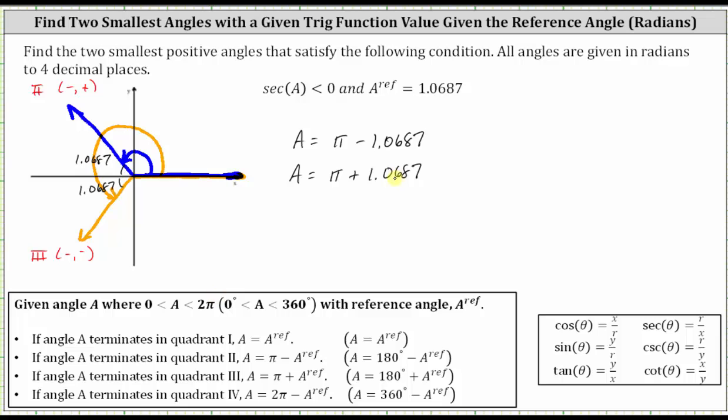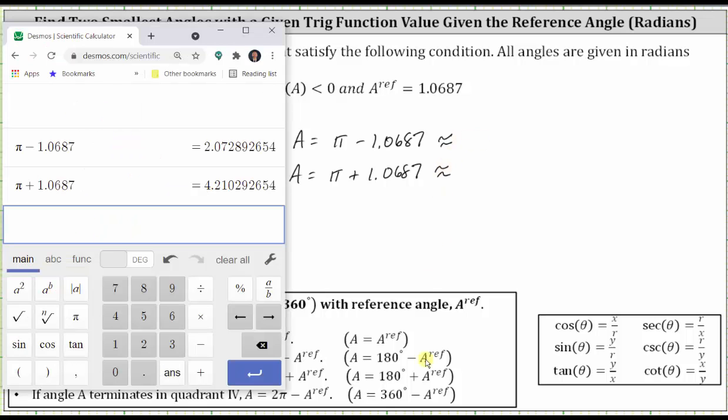If we look at our notes below for a moment, if angle A is between 0 and 2 pi radians, and angle A terminates in the second quadrant, angle A is equal to pi minus the reference angle, which we found as the smallest positive angle. And then if angle A terminates in the third quadrant, angle A is equal to pi plus a reference angle, which we found as the second smallest positive angle. And now let's go to the calculator and get decimal approximations for these two angles, accurate to 4 decimal places. We have 2.0729 radians and 4.2103 radians.